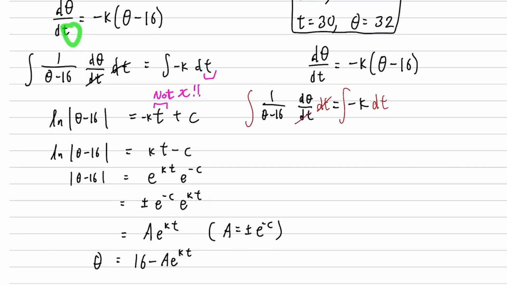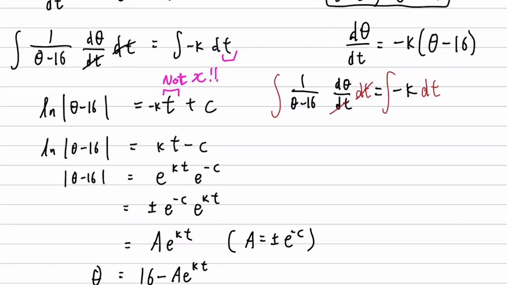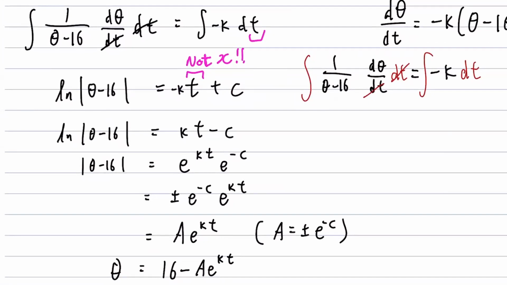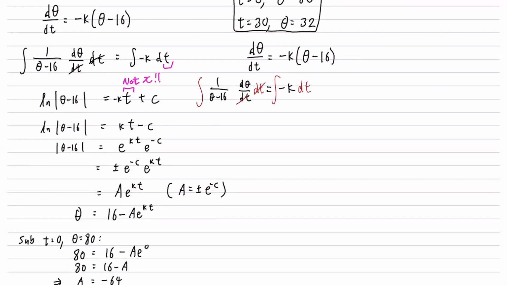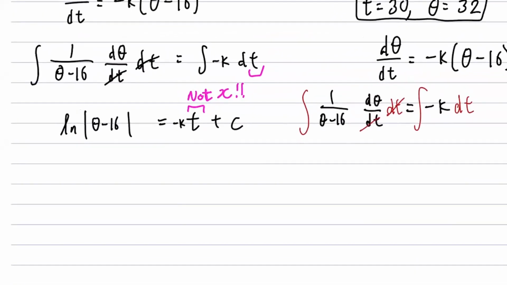Okay. Anyways, carrying on. Now, what did I do? Let me see. Oh, I have to restart. I think I did something wrongly. Let's just do it. So you got ln of modulus theta minus 16 equals minus kt plus c.